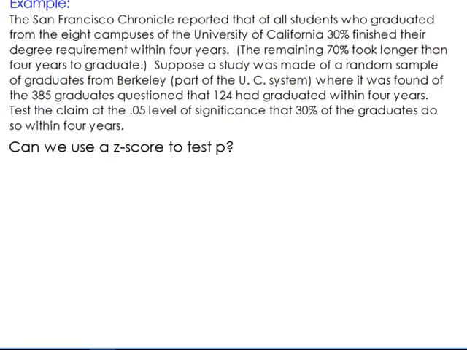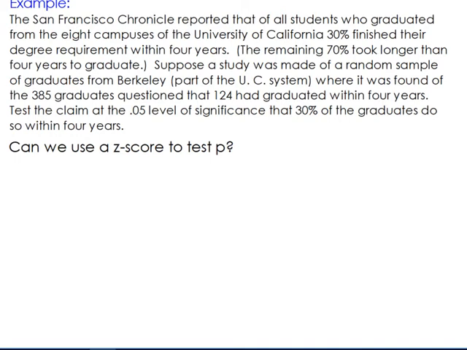Okay, so it says San Francisco Chronicle reported that of all students who graduated from the 8 campuses of the University of California, 30% of them finished their degree within 4 years. The remaining 70% took longer than 4 years to graduate. Suppose that a study was made of a random sample of graduates from Berkeley, part of the University of Cal system, where it was found that out of 385 graduates questioned, 124 had graduated within 4 years. Test the claim at a 5% level of significance that 30% of the graduates do so within 4 years.